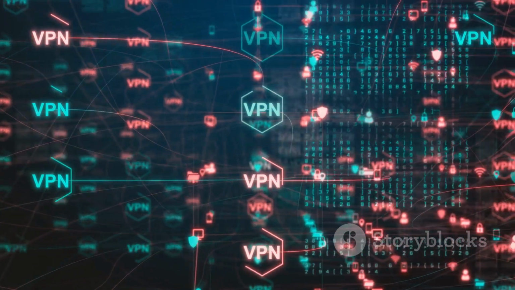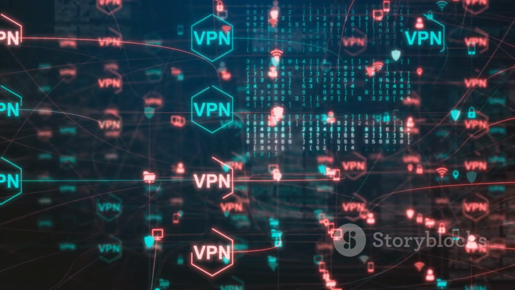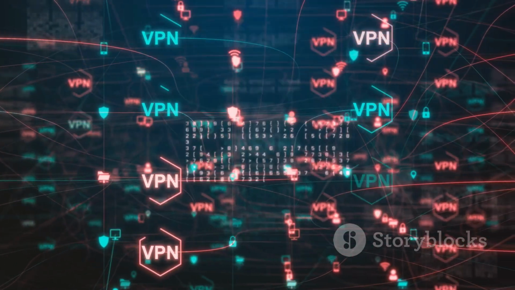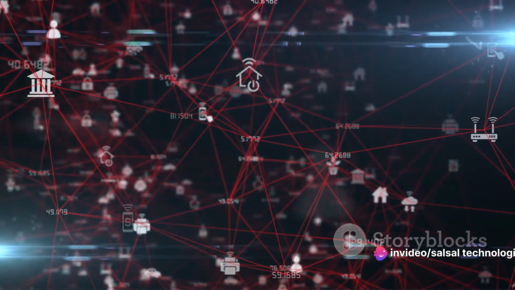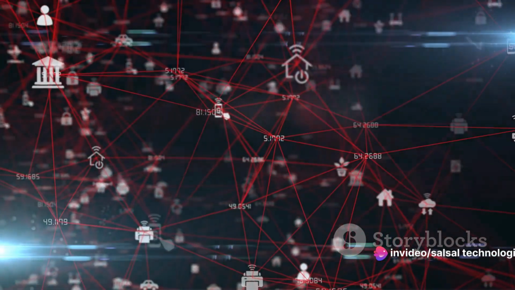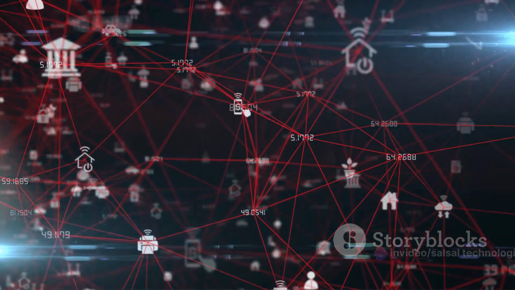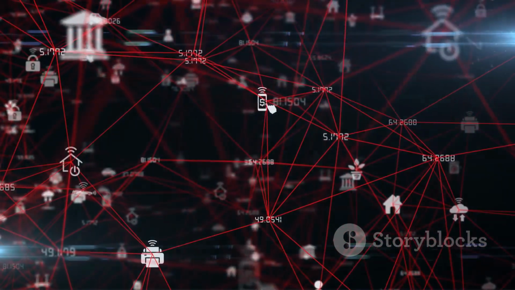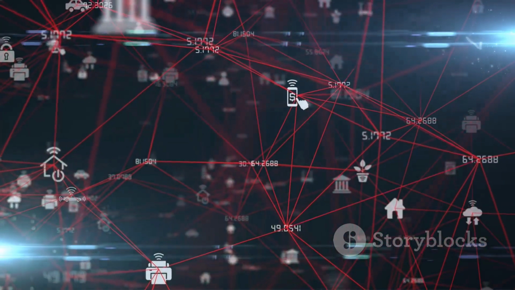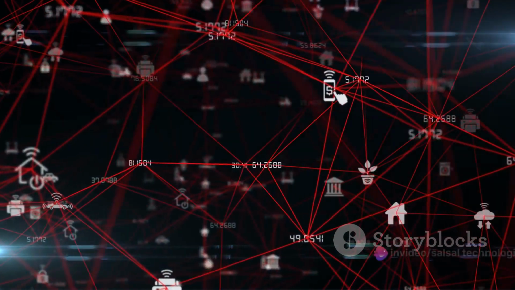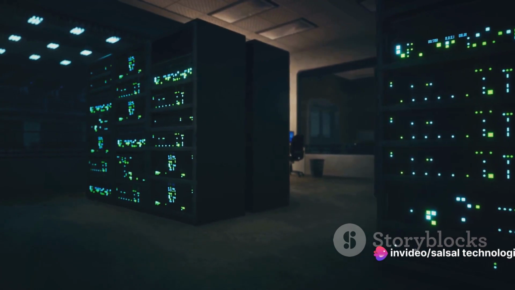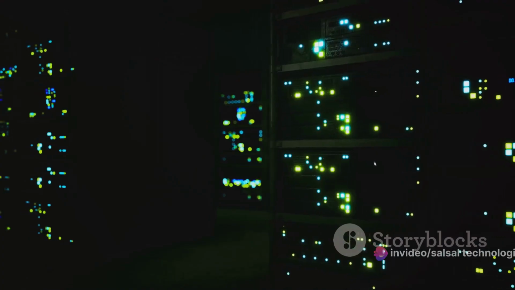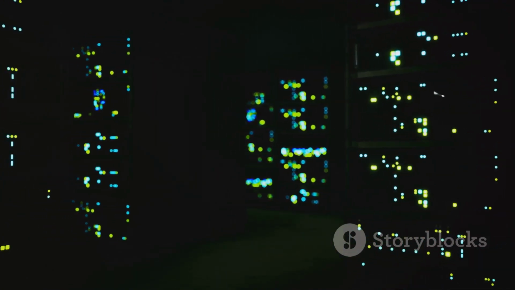VLANs can group together devices that are geographically scattered, but need to communicate as if they were on the same physical network. This way, data traffic is efficiently managed, and network performance is improved. Furthermore, because each VLAN is separate, data can't move directly between them, adding an extra layer of security to the network. In essence, VLANs offer flexibility, efficiency, and security in networking. It's like having your own private rooms within a massive mansion, each with its own rules and decor.